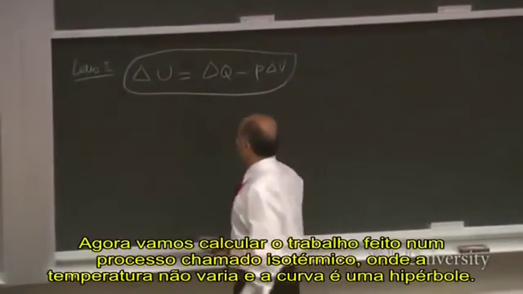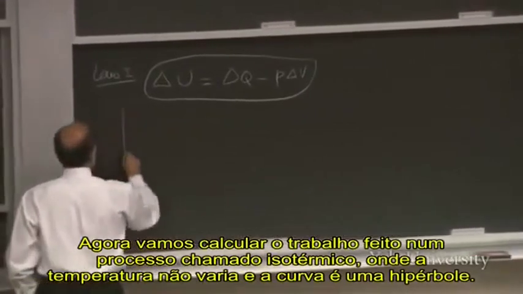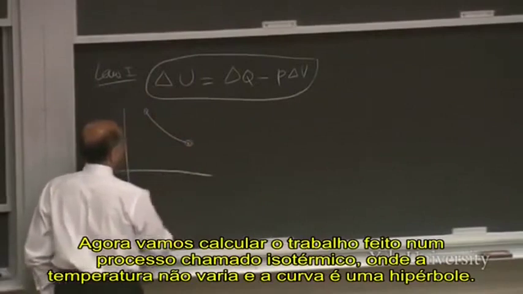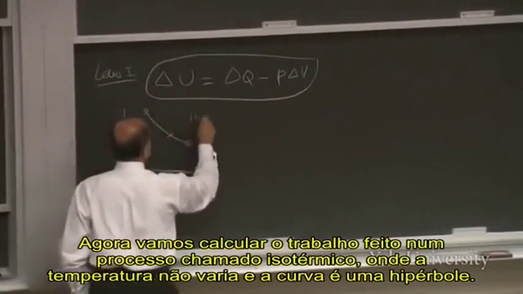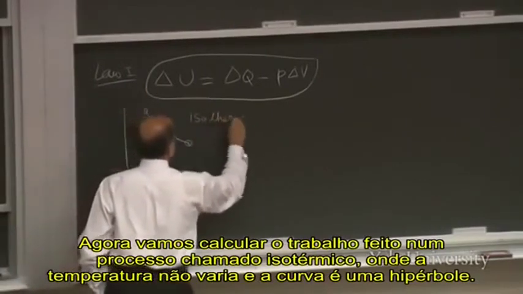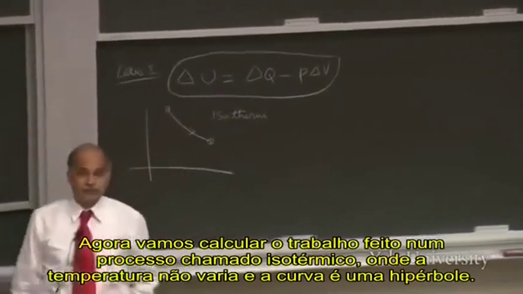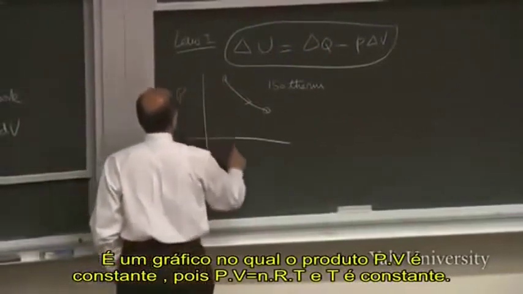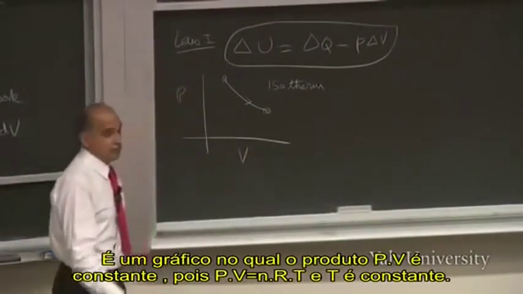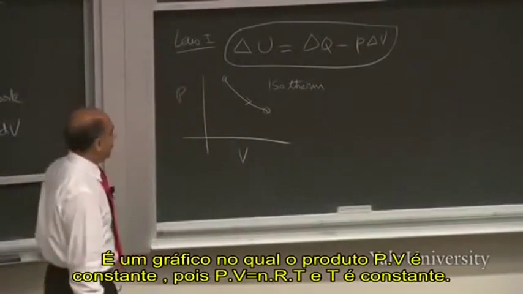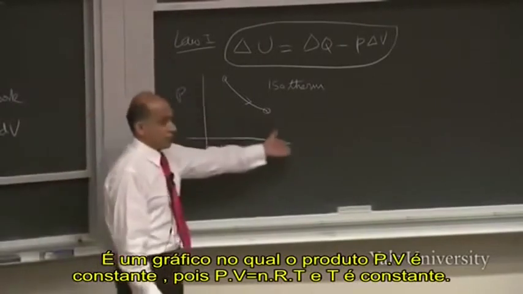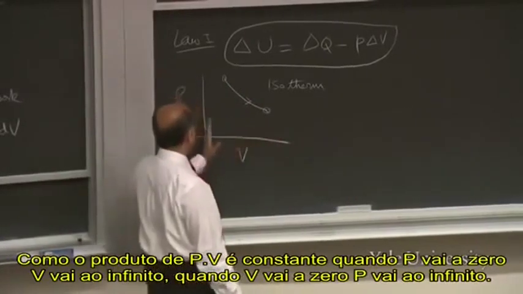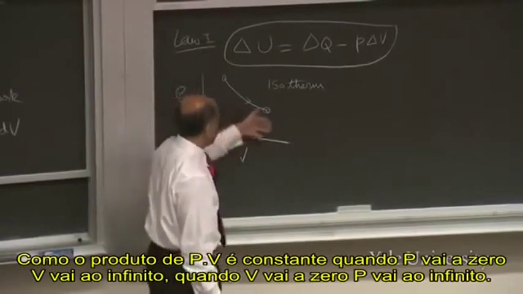So let us now calculate the work done in a process where a gas goes from here to here on an isotherm. An isotherm is a graph of a given temperature. So this is a graph, P times V equal to constant, because PV equals nRT. If T is constant, PV is a constant, it's a rectangular hyperbola. The product of the x and y coordinates is constant. So when the x coordinate vanishes, the y will go to infinity, and when the y coordinate vanishes, x will go to infinity.